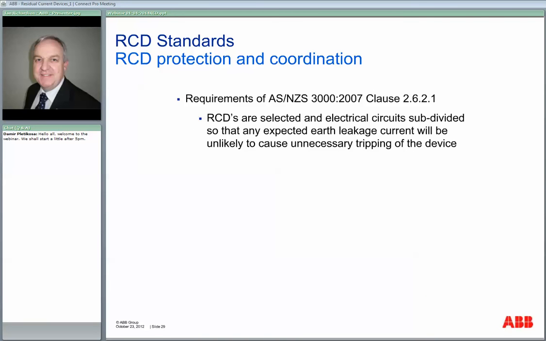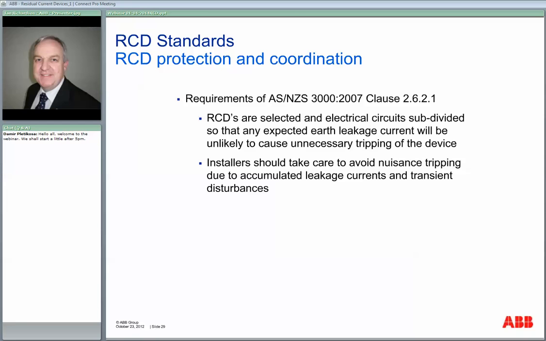There are some requirements which are directed to the installing contractor, so that RCDs need to be selected and any electrical circuit subdivided so that any unexpected earth leakage device is unlikely to cause unnecessary tripping. So this is important. It's actually being thrown back at the installing contractor to try and consider if there was going to be some leakages.